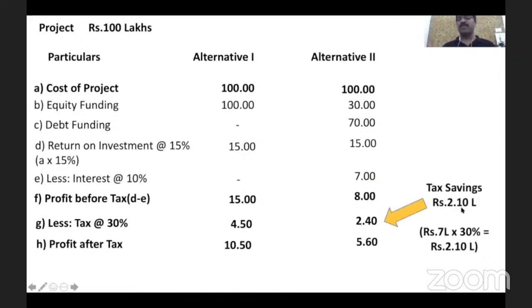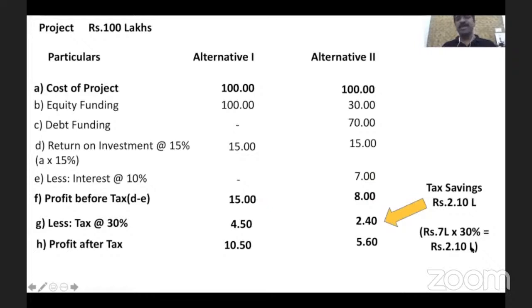4.5 minus 2.4, that is 2.1 lakh. And the beauty is, this 2.1 lakh is where I made the saving. One understanding I have is the presence of interest. Yes, it is the presence of interest, because look, 7 lakh is your interest. What is the tax rate? 30%. 7 lakh into 30% is 2.1 lakh.